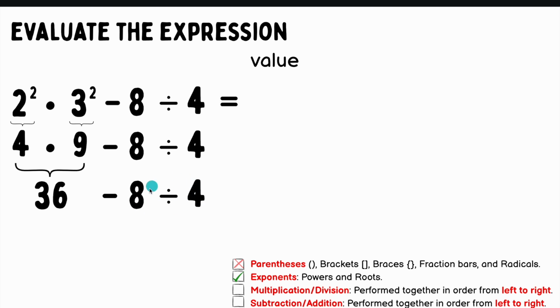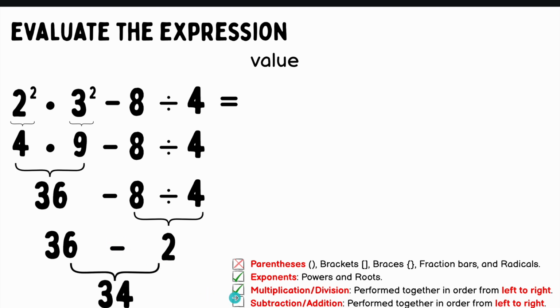Now let's continue with division. 8 divided by 4 equals 2. We are finished with multiplication or division performed from left to right. Finally, let's bring everything down. 36 minus 2. We know that equals 34. We are finished with subtraction or addition from left to right. The value of this expression is 34.